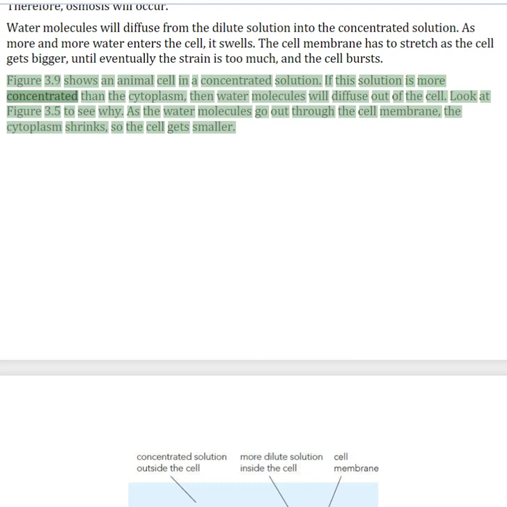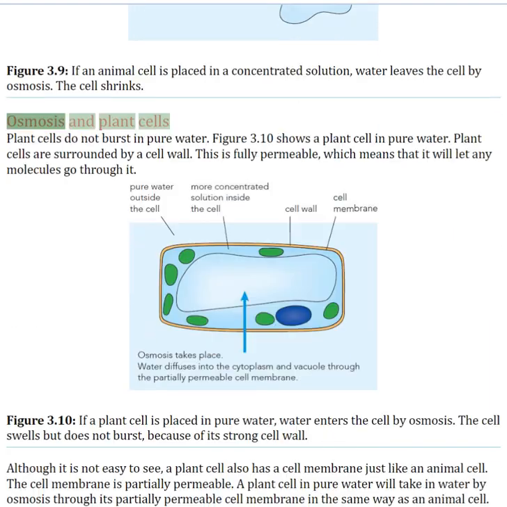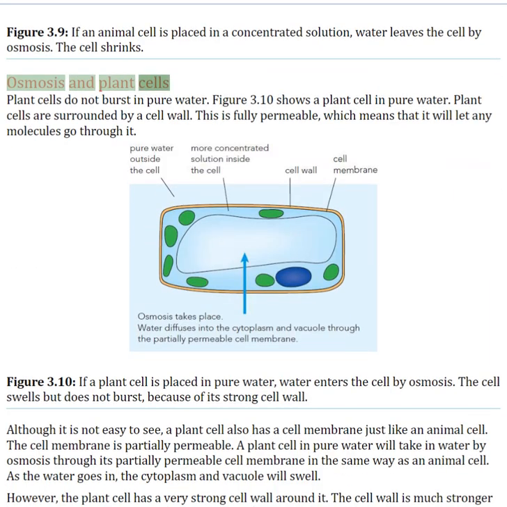If this solution is more concentrated than the cytoplasm, then water molecules will diffuse out of the cell. Look at Figure 3.5 to see why. As the water molecules go out through the cell membrane, the cytoplasm shrinks, so the cell gets smaller. Figure 3.9. If an animal cell is placed in a concentrated solution, water leaves the cell by osmosis. The cell shrinks. Osmosis and plant cells.